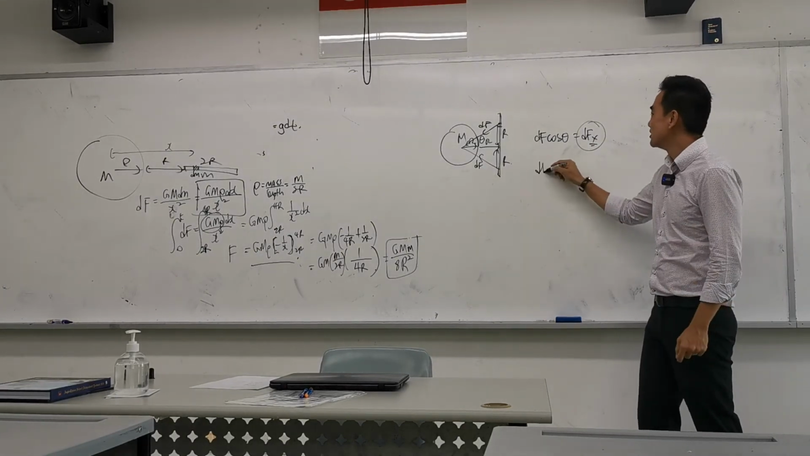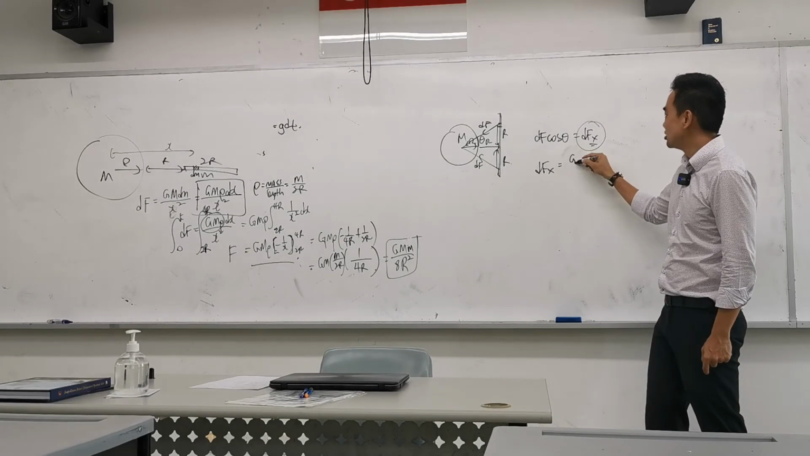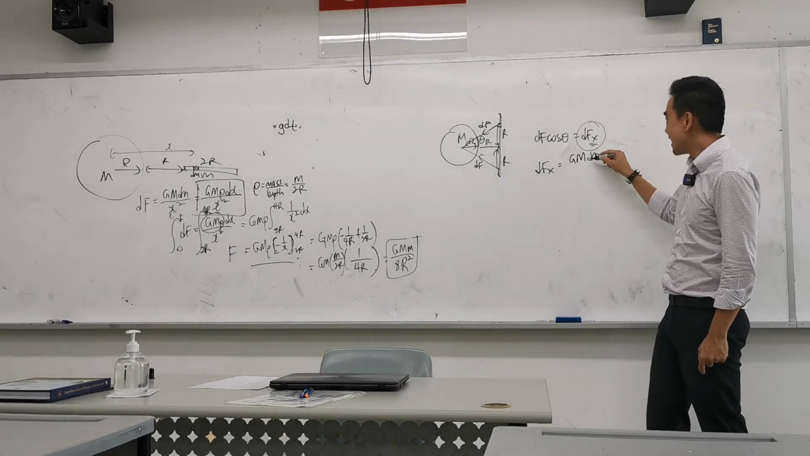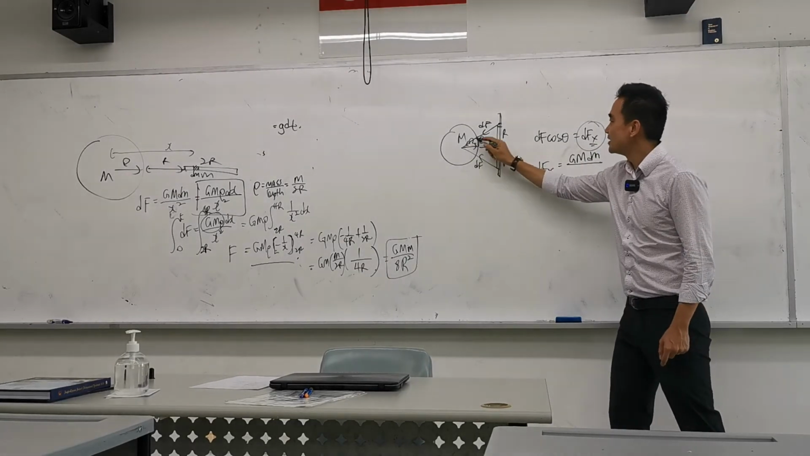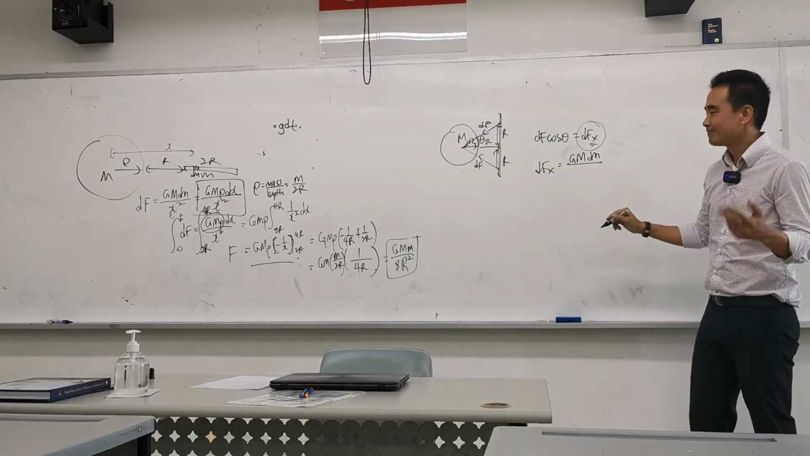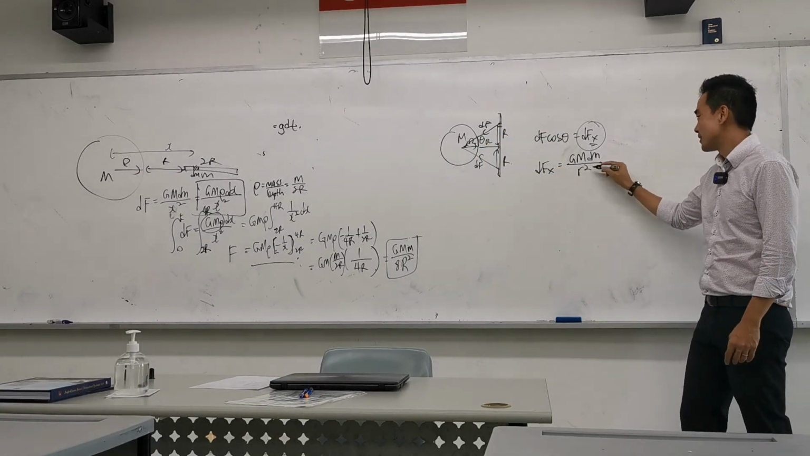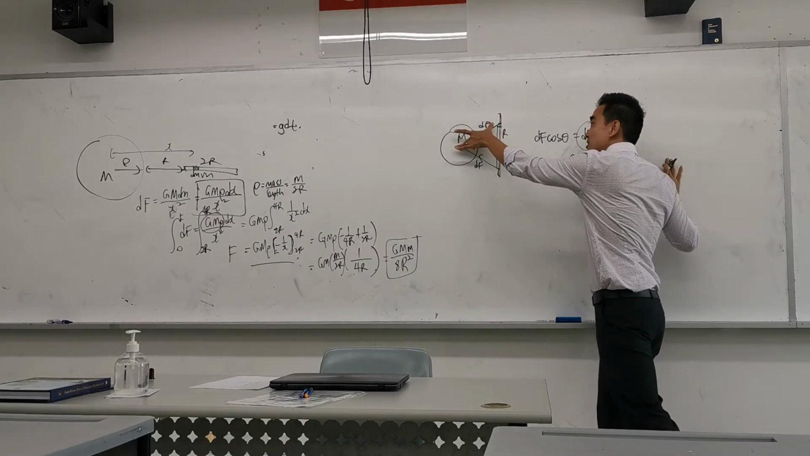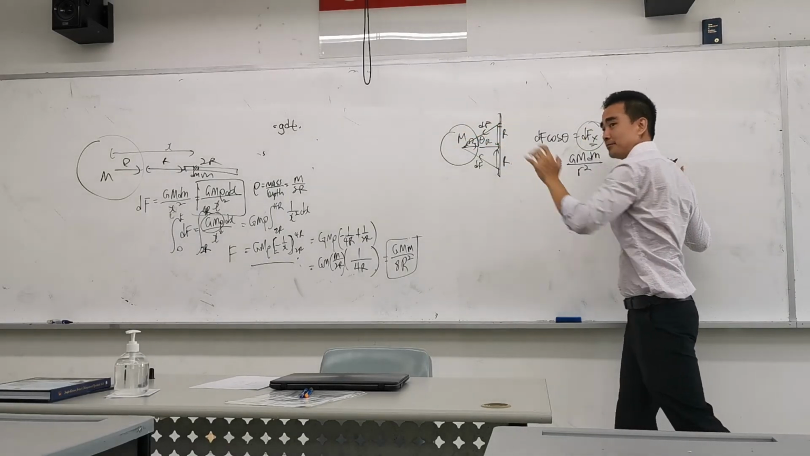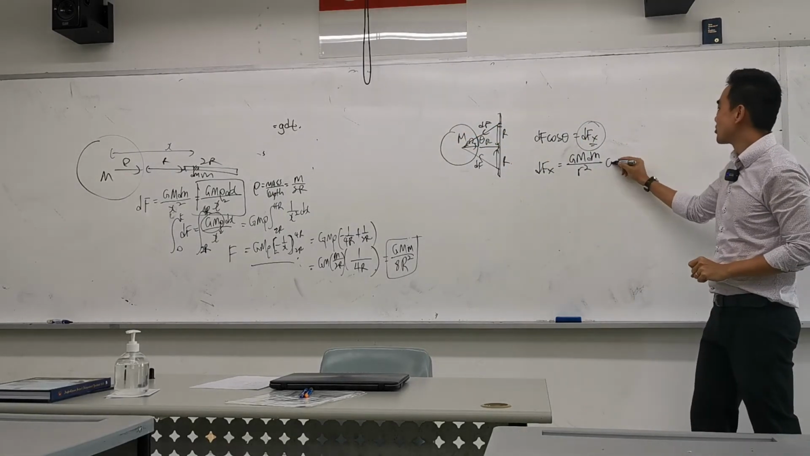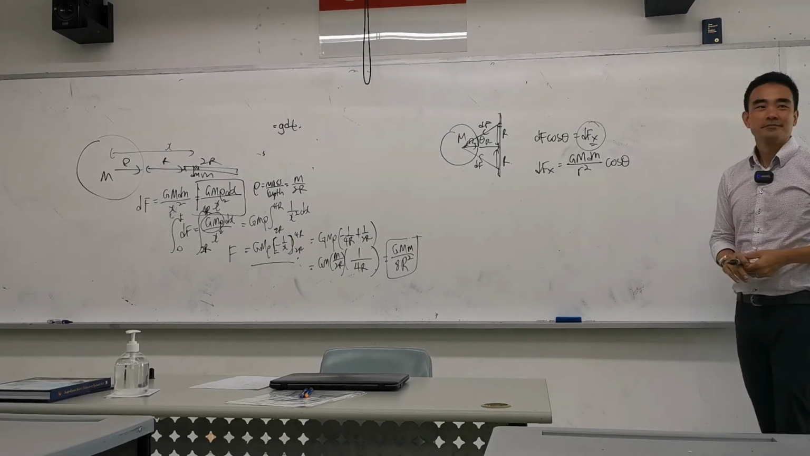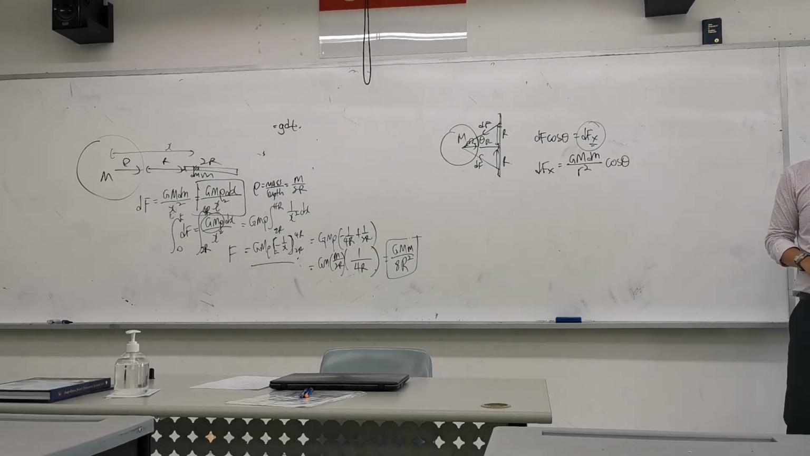So therefore, dFx is equal to GM dm upon, let's call this thing over here r squared. So this distance over here is your small r squared. And then cosine theta.